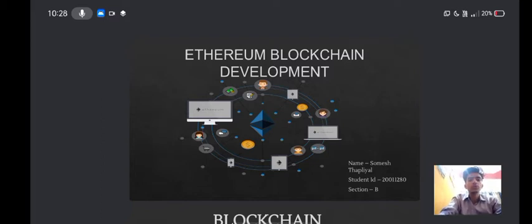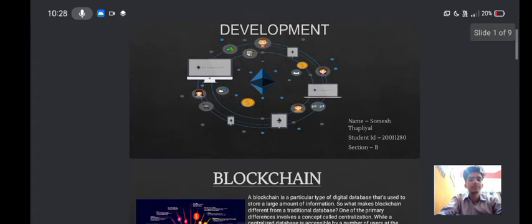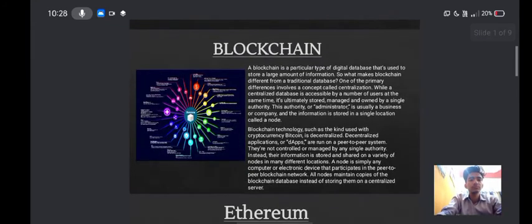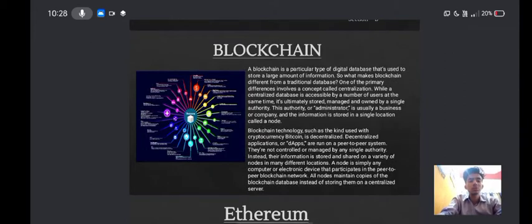So my topic for the MOOC was Ethereum blockchain development with Solidity. So the first question that arises is, what is blockchain? Blockchain is basically a decentralized system made up of small blocks that are connected together, containing some information in them. It's a type of digital database that's used to store a large amount of information. So what makes blockchain different from other types of databases?